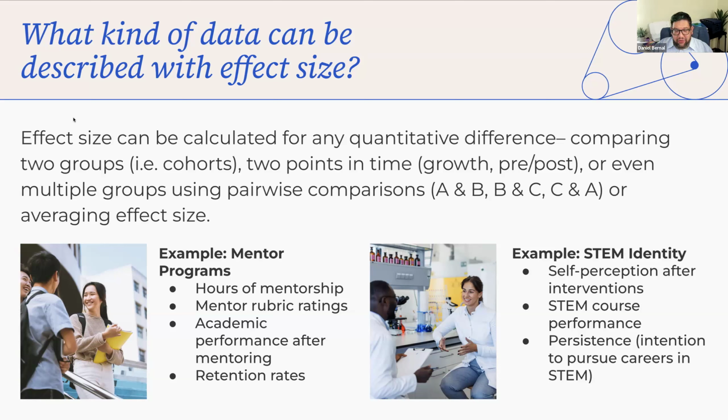STEM identity is another thing that we use a lot of quantitative measures of. So self-perception inventories, performance specifically in STEM courses, persistence or the intention to pursue careers in STEM. How does that change after an intervention or over time in a program? These are all examples of things that you can describe with an effect size. If you see a difference between two cohorts, or if you see growth over time, that is something that you can describe using effect size.